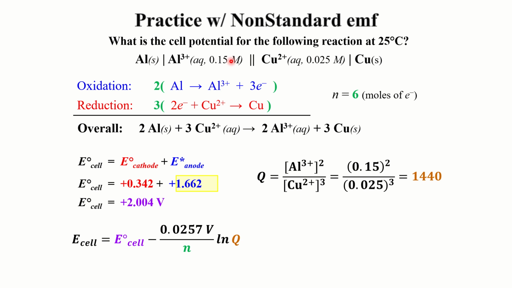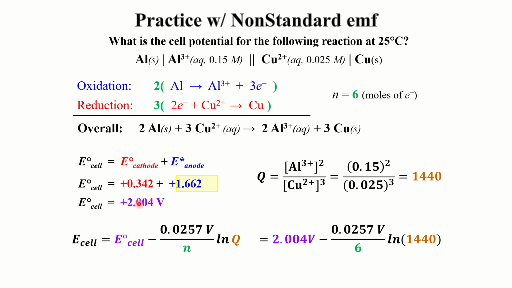0.2 or 0.15 molar for the aluminum, that goes in on top. 0.025 molar for the copper, that goes on the bottom. This gives me a Q value of around 1440. And now I can finally plug all these values into this equation.